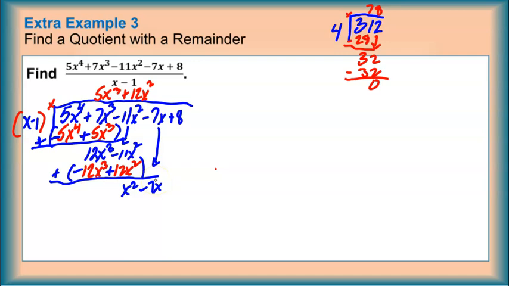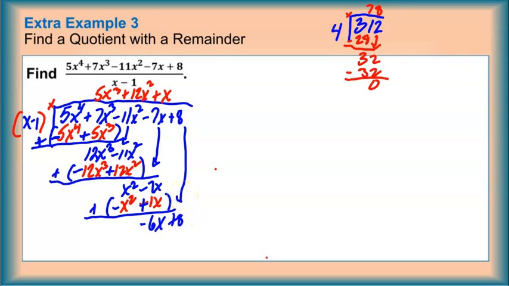And now I got to think, what do I multiply x by to get x squared? Well, x times x is going to give me x squared. And then x times a negative 1 is a negative 1x. I subtract below, so I'm going to add the opposites. The x squares cancel each other off, and I'm left with a negative 6x. Bring down the positive 8.